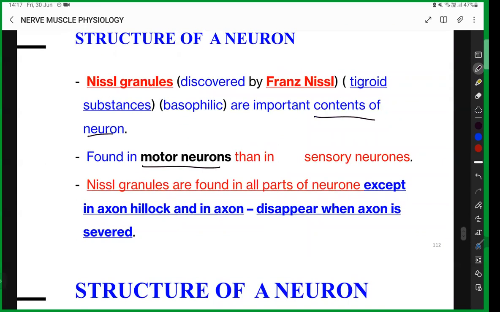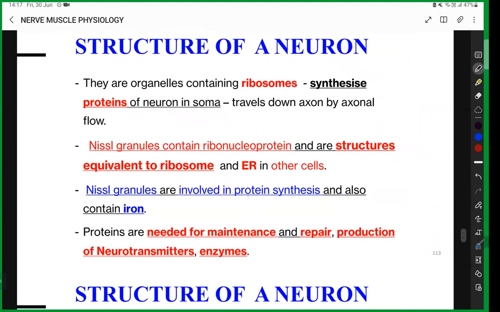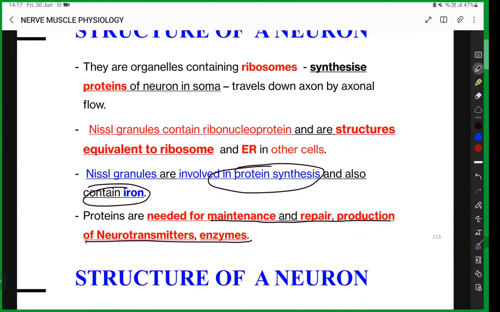They are found in the motor neuron. They are found in all parts except in the axon hillock and the axon, and they disappear when the axon is severed. Nissl's granules are involved in protein synthesis and they contain iron. These proteins are needed for maintaining and repairing, and for production of neurotransmitter and enzymes.